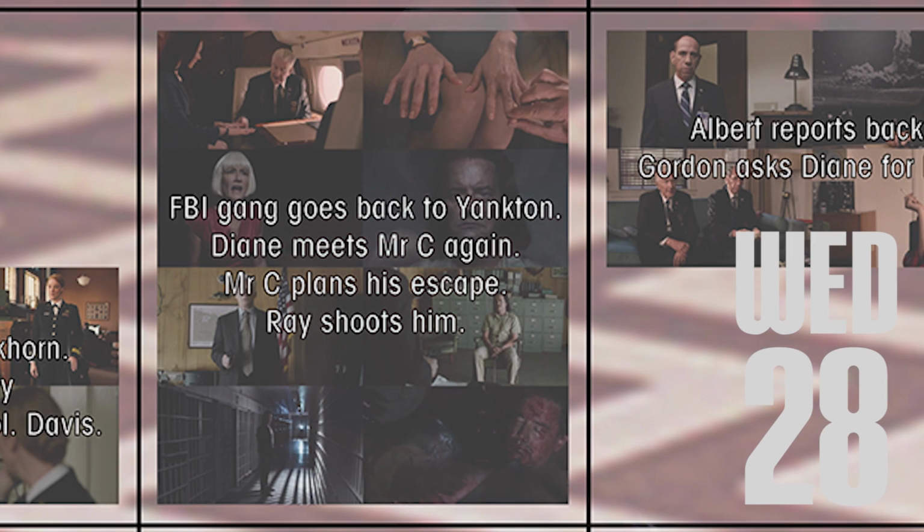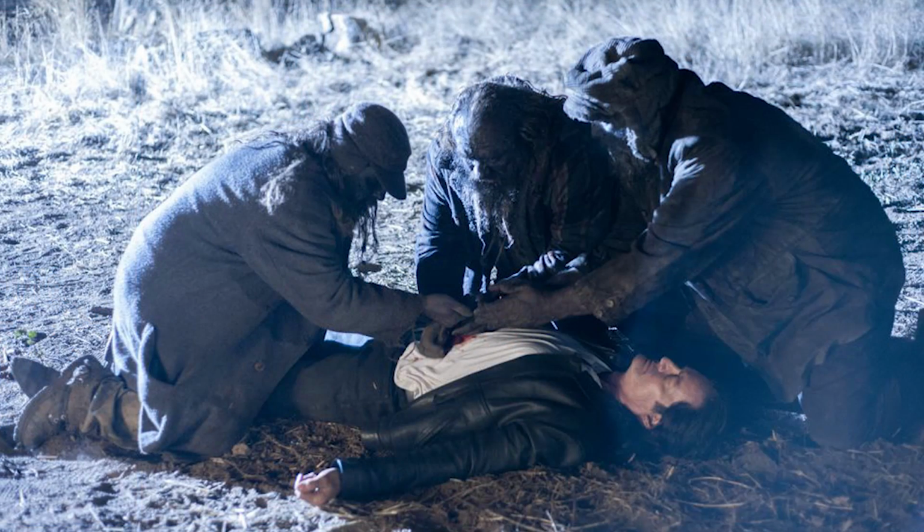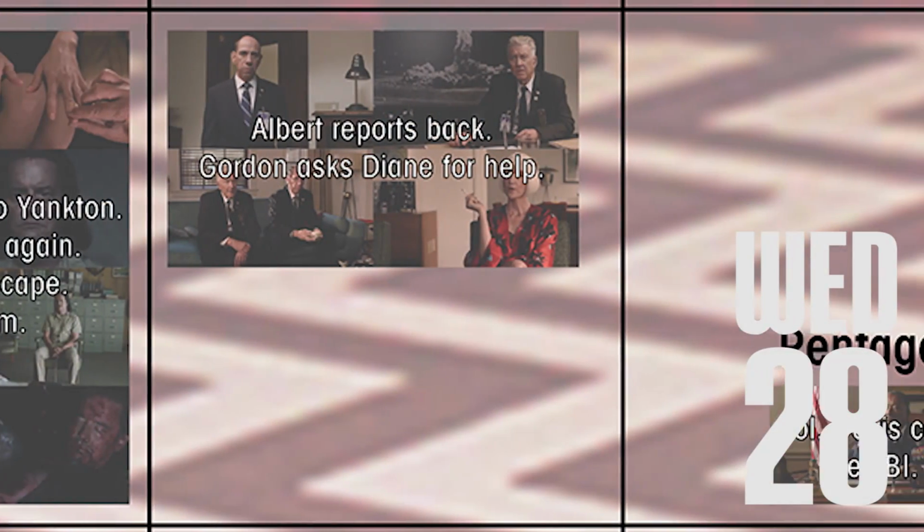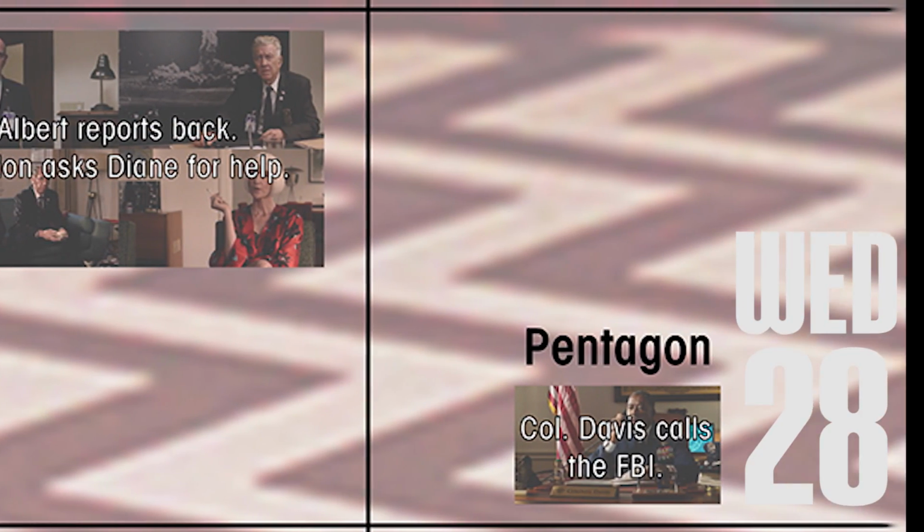Later in that same day, Evil Coop plans his escape by telling Warden Murphy what he knows about Mr. Strawberry and the other guy. Warden Murphy lets him and Ray out that night, and Ray shoots him. At the Pentagon, Colonel Davis calls the FBI after he hears back from Knox.